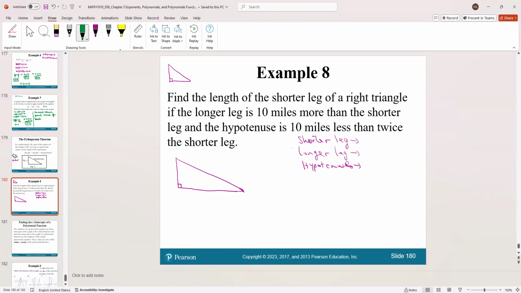First of all, what is the shorter leg? We don't know it. I'm gonna call it x. Now, the longer leg is 10 more than the shorter leg. That means it would be x plus 10. Now, they said the hypotenuse is 10 miles less than twice the shorter leg. So twice the shorter leg minus 10. So we know each side right now: x, x plus 10, and 2x minus 10.